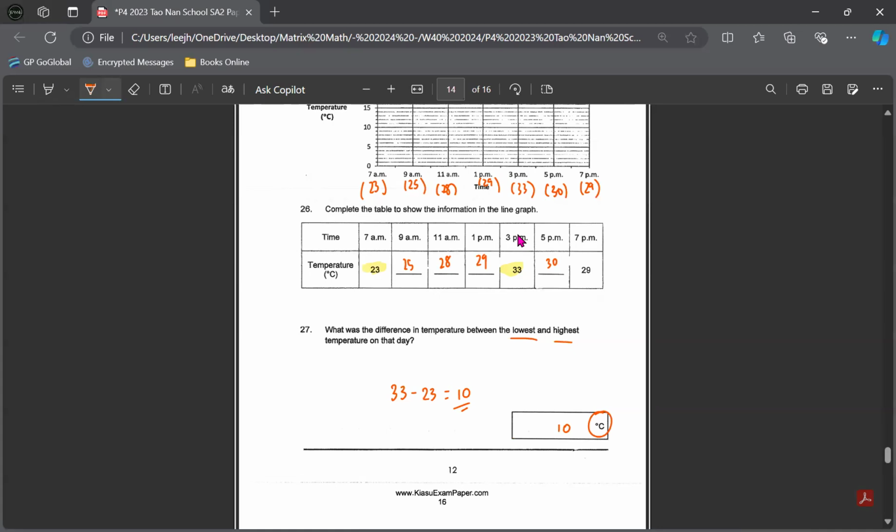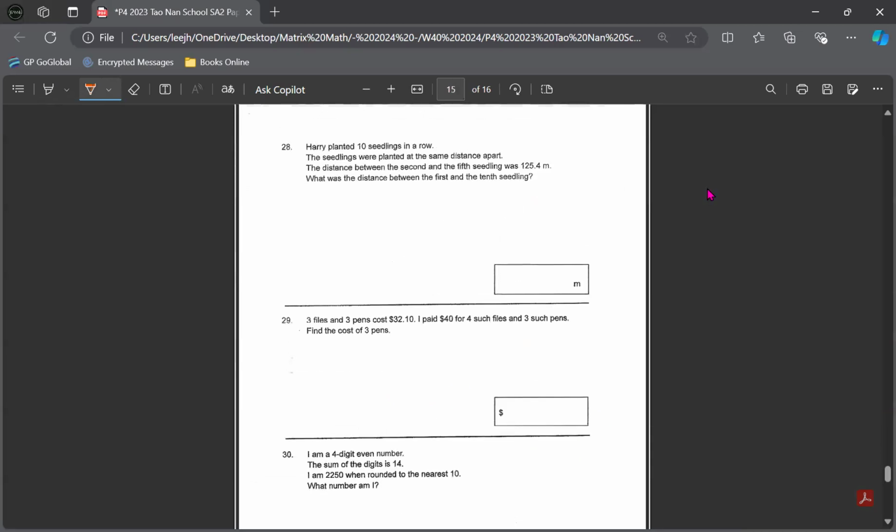Now question 28. Harry planted 10 seedlings in a row. The seedlings were planted in the same distance apart. The distance between the second and the fifth seedling is 125.4 meter. What was the distance between the first and the 10th? So total got 10. That means you're looking for the first to the last. But what we know is the second and the fifth are a distance of 125.4 meter apart.